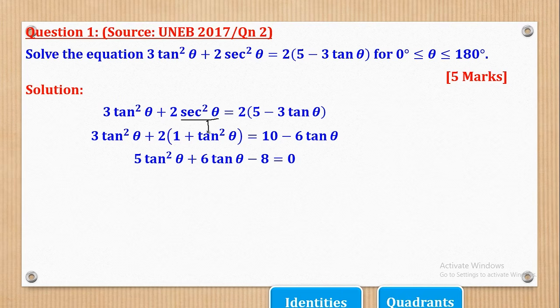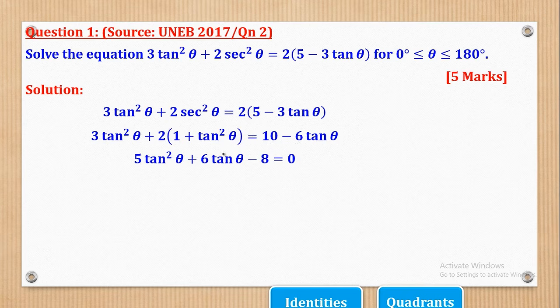When I collect like terms, I realize that this tan squared theta is 5 because this is 3 and this 2 with this gives you 2. So 3 plus 2 gives you 5. That's why you see 5 tan squared theta. Then this with this is 2, but there is also 10 here. So when 10 comes here, 2 minus 10 gives you negative 8, which is there. Then when this one goes this side, it becomes positive 6, which is there.